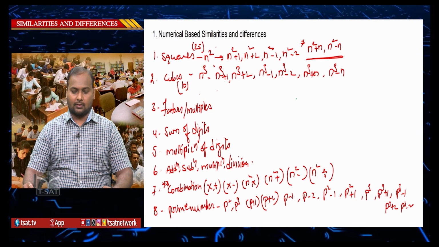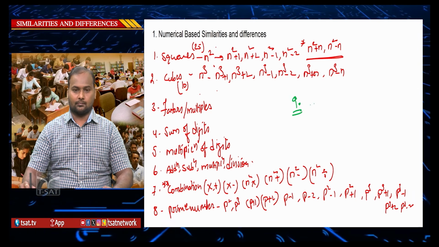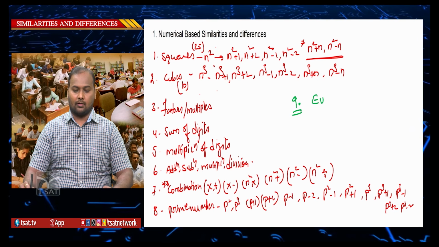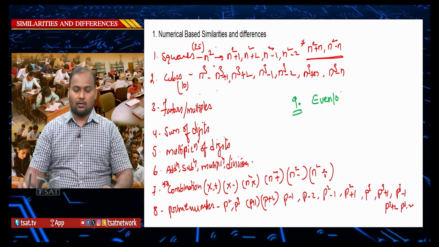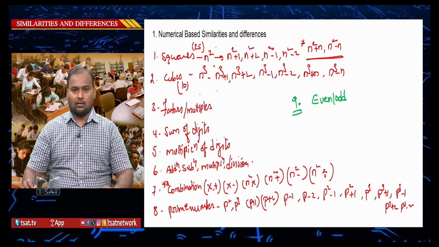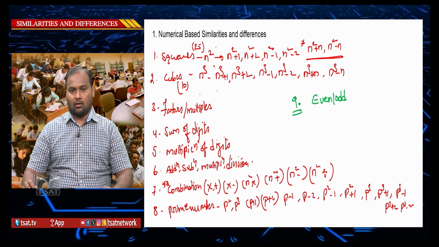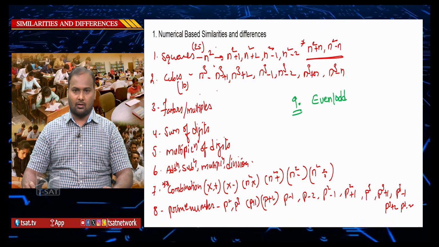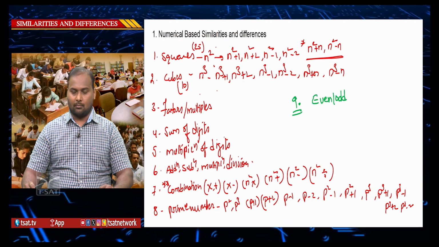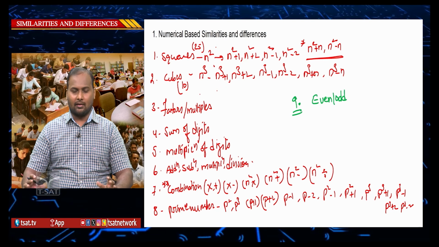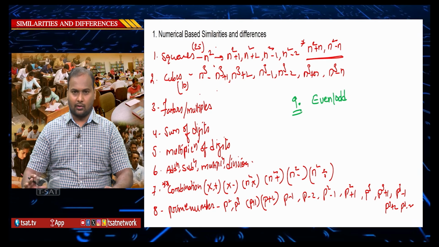The next type that we are going to see is the 9th type, that is based on even or odd. In these questions, generally three options will be even numbers and one option will be an odd number, or three options will be odd numbers and one option will be an even number. So these are the different areas where they might ask a question.